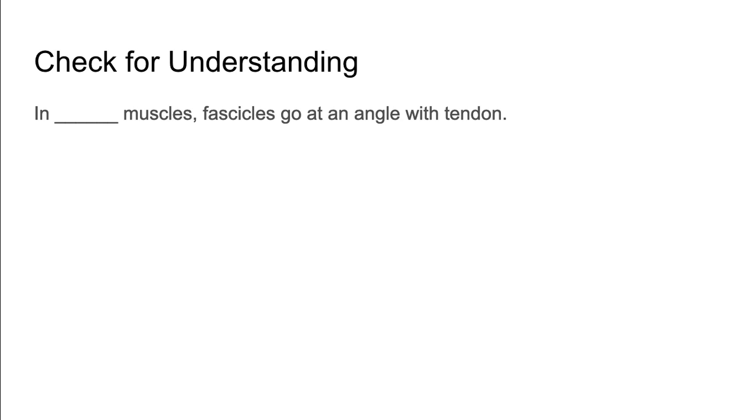In blank muscles, the fascicles go at an angle with the tendon. Again, pause the video, think about your answer, discuss with your classmates if you're watching together online, or discuss with someone who's at home with you. All right, let's see about the answer. It is in pinnate muscles the fascicles go at an angle with the tendon.